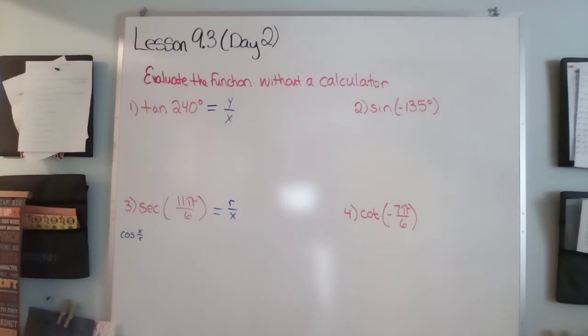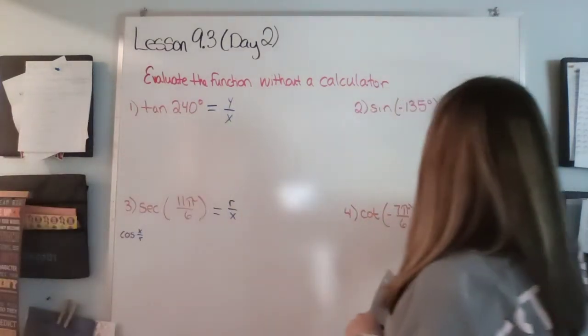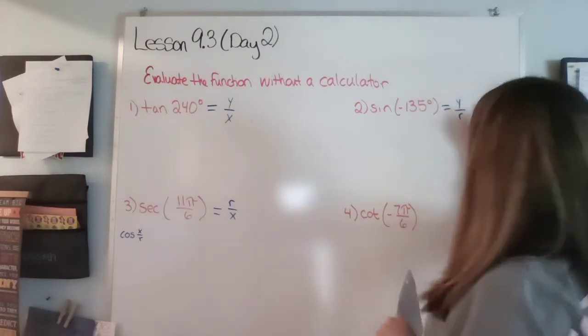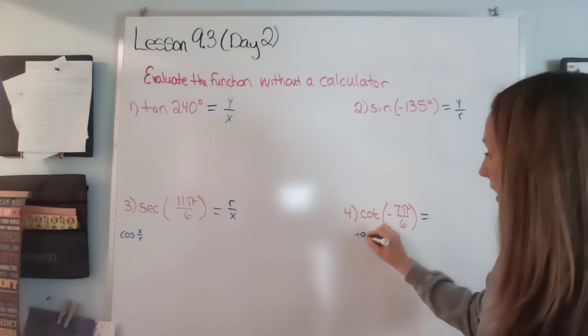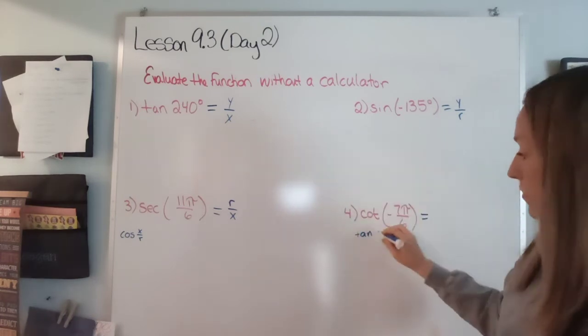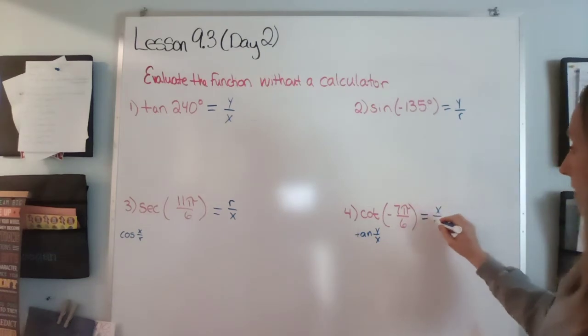The next one over here, sine. Sine is y over r. And then cotangent is the reciprocal of tan. Remember, tan is y over x, so cotangent is going to be x over y.